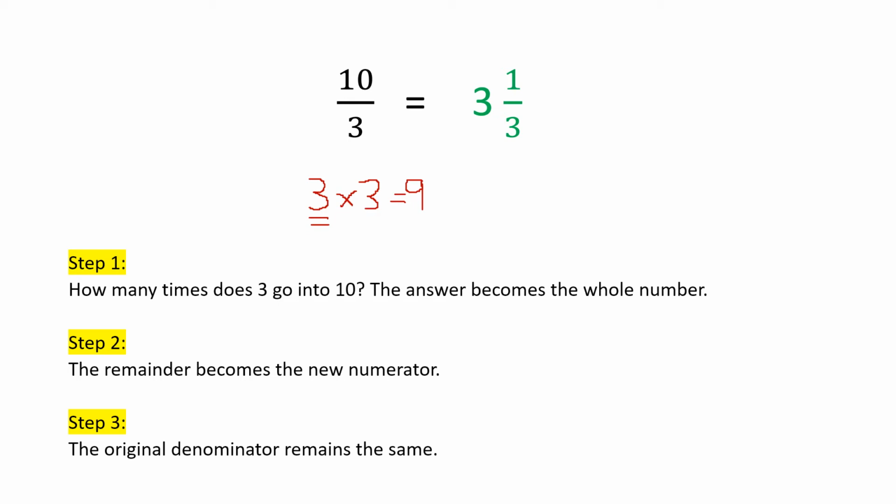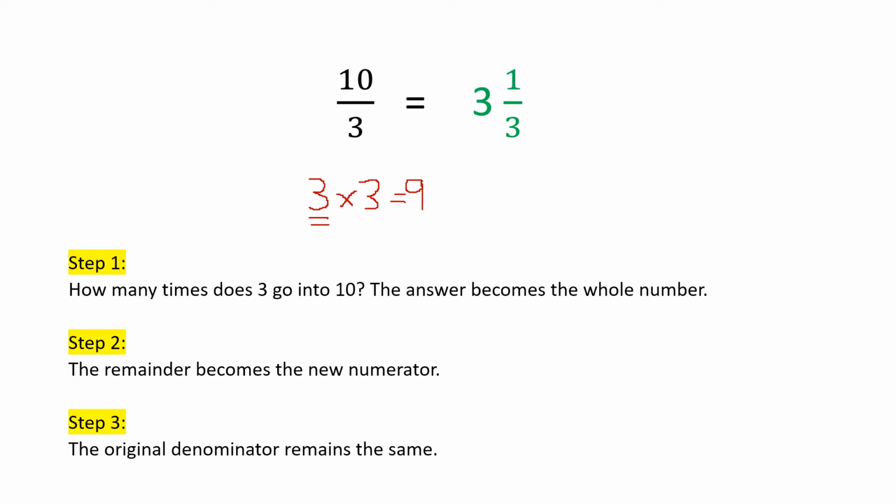The answer becomes the whole number. So the answer it's talking about is this 3 here. Okay, remember it's not the 9 which we got as the answer, but it's 3. Because the question in step 1 is how many times does 3 go into 10? So we found out that 3, which is from here, goes into 10, or as close as possible into 10, 3 times. Okay, so 3 times 3 is 9.